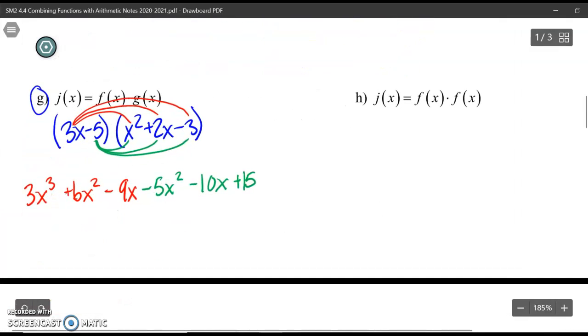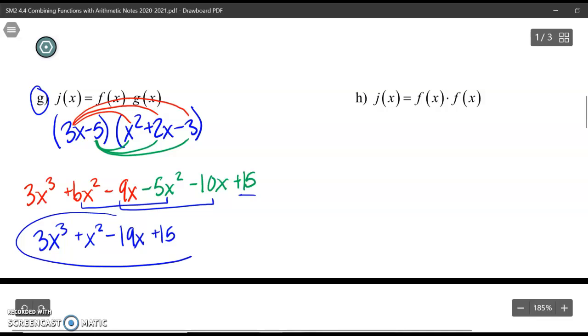So now I'm just going to start combining like terms. So I have a 3x cubed, I have a 6x squared and a negative 5x squared, which just leaves me with an x squared. I have a negative 9x and a negative 10x, which is a negative 19x, and then I just have this lone 15 at the end.